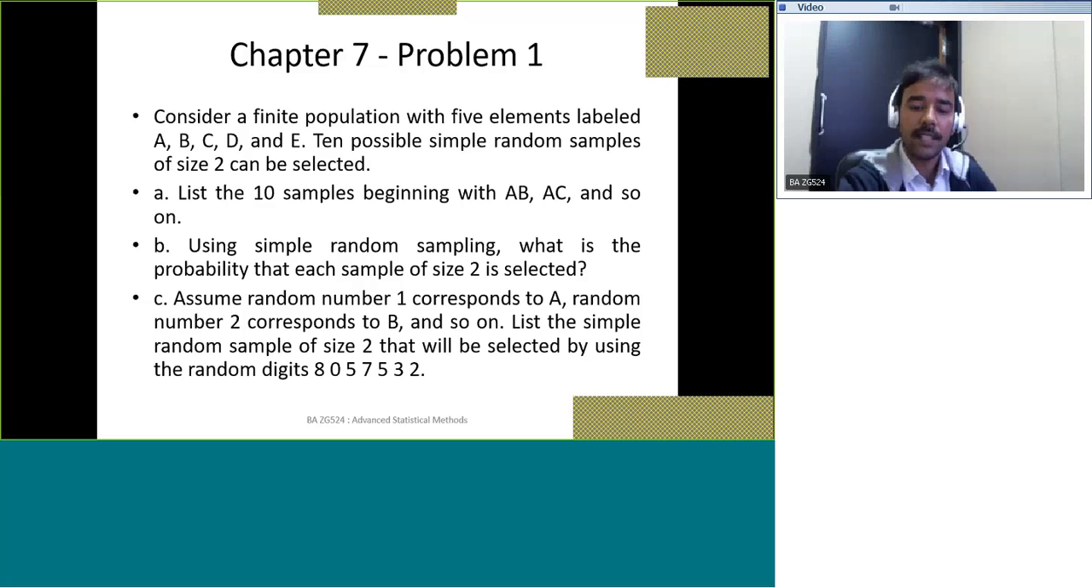We'll start with the first 8. For 8, we don't have any person, so we discard. Next, we go to 0. We don't have any person, so we discard. Next, we go to 5. We have a person, E. Next, we go to 7. We don't have any person, so we discard. Next, we have 5. Because you have already included E in your sample, discard. Next, we have 3. Corresponding to 3, we have C. So the sample we are taking is E and C. Any doubts?